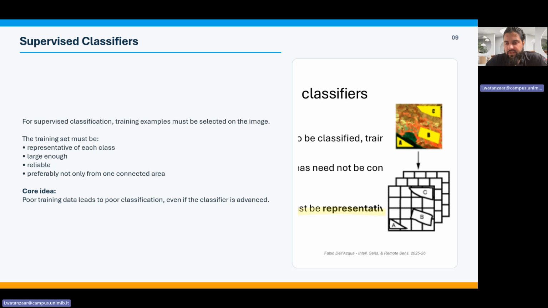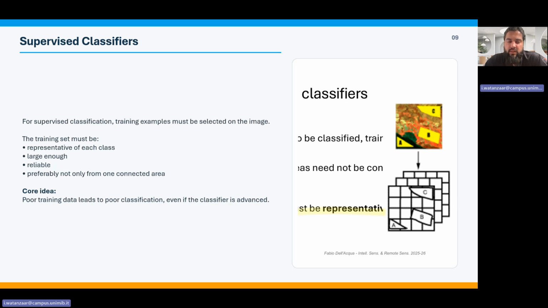This whole lecture is discussing the same thing we have seen: the training examples must be selected on the image, and the data should be large enough to train the classifier. Otherwise, even if our classifier is quite advanced, if it doesn't know the data well, then when we classify new data there is a chance of mistakes. The training set must be representative of each class. The data on which we are training the supervised classifier should represent all of the classes. Otherwise, if a class is not in the training, then next time when they have certain types of pixels, they may assign them to the wrong class.